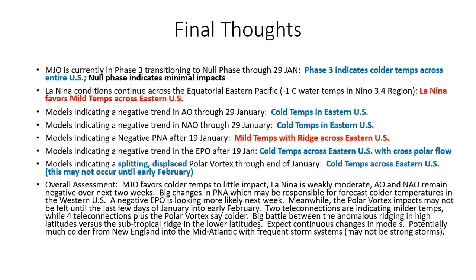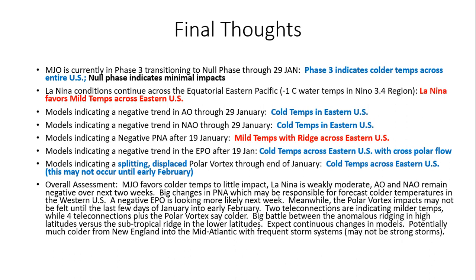So there's some really anomalously high-latitude blocking going on both sides right now. So it's going to be interesting, that big battle between those anomalous ridges in the high latitude versus the subtropical ridge in the lower latitudes. Now, I have noticed this past week how the southeast ridge or subtropical ridge is trying to pop northward and bring those thickness values and warmer temperatures north. And so that's something you got to keep an eye on.